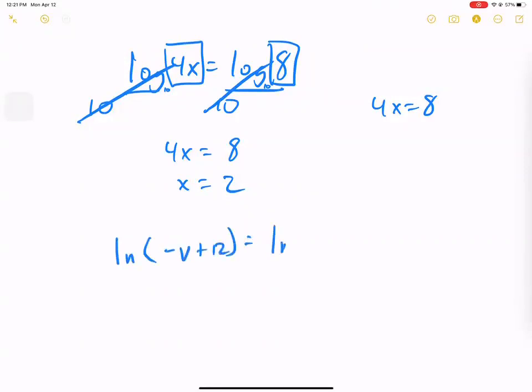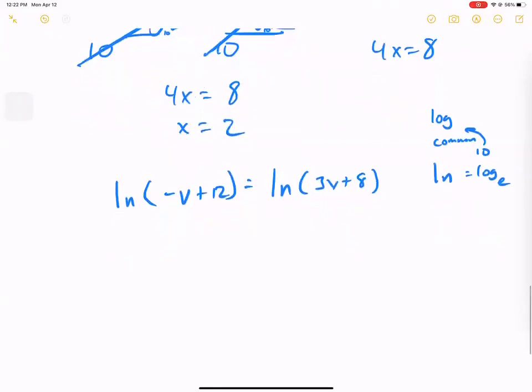Now, what is the base for natural log? We said before that if it's a log, this is called common log, there's an invisible 10 here. And natural log is a log with a little baby e on the bottom. It's a loggy. Aw, it's so cute. It's a baby loggy. But natural log is a base e.